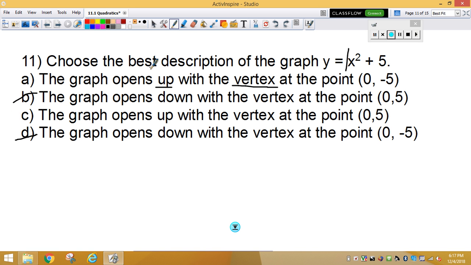So my vertex, let's look at here. Is it going to be at -5 or is it going to be at +5? Well, look at your graph. It ends in a +5. So that means the graph opens up and your vertex is at 0, 5.